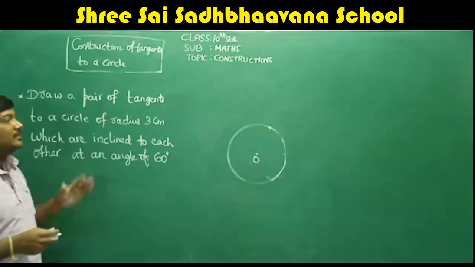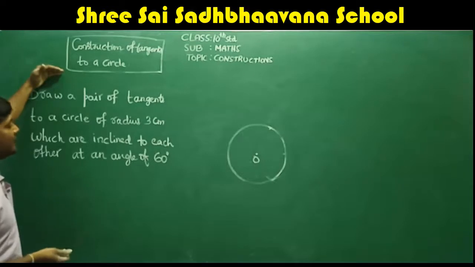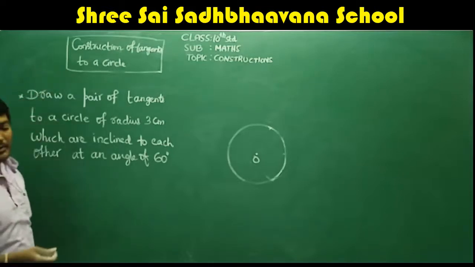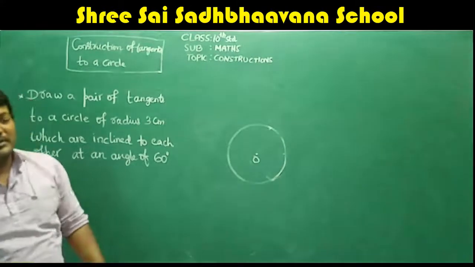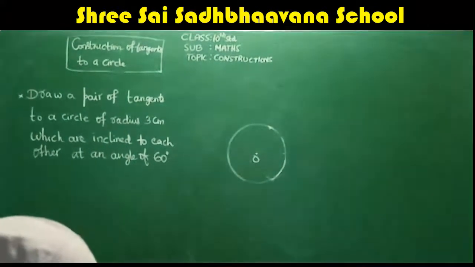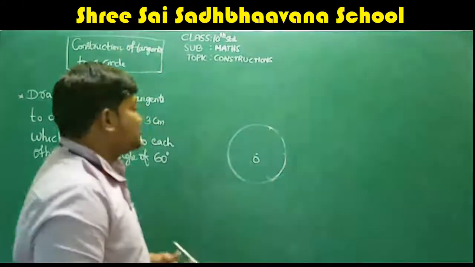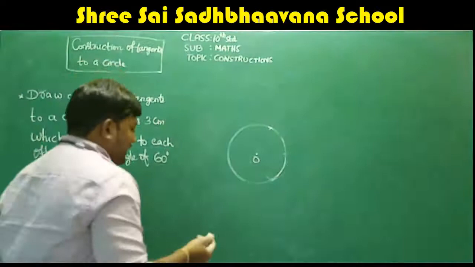So basically here we have to draw a pair of tangents to a circle of radius 3 centimeters which are inclined to each other at an angle of 60 degrees. Here we have to draw a pair of tangents which will make a 60 degree angle. So let me explain clearly here.